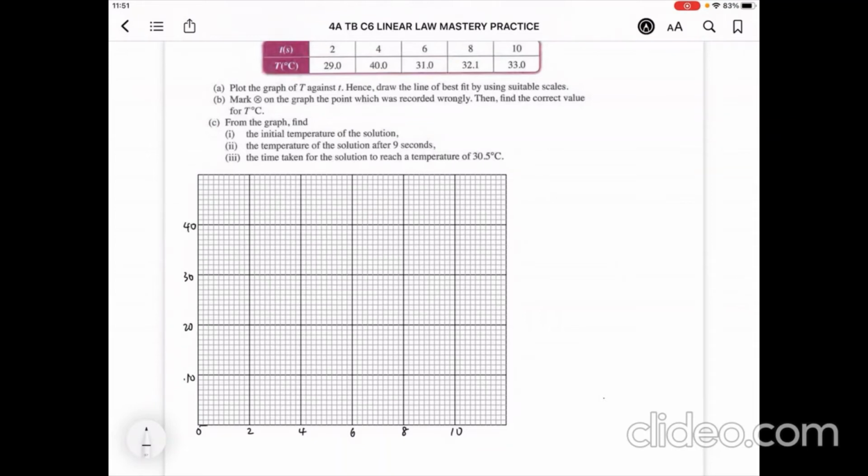So let's draw this. This is your horizontal axis, small t, in seconds. Big T is your vertical axis, so temperature in degrees Celsius. Now let me zoom in and show you the points.